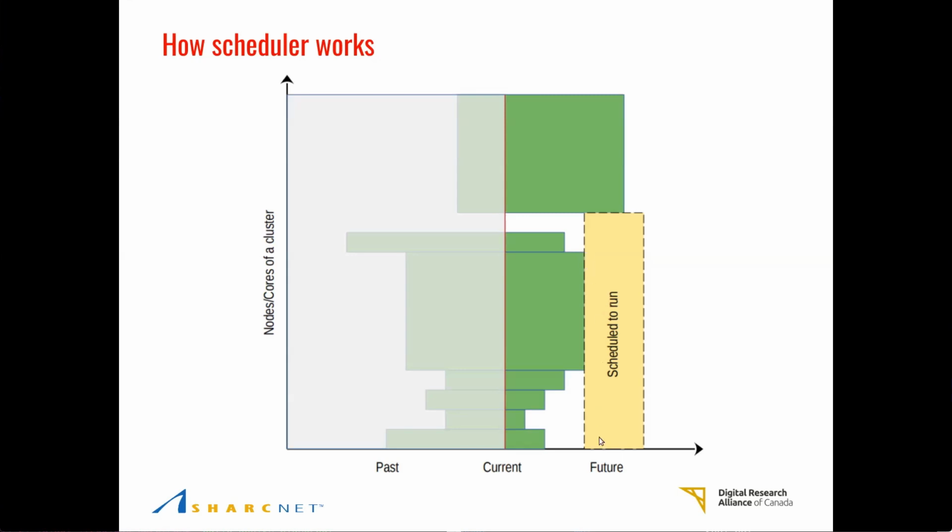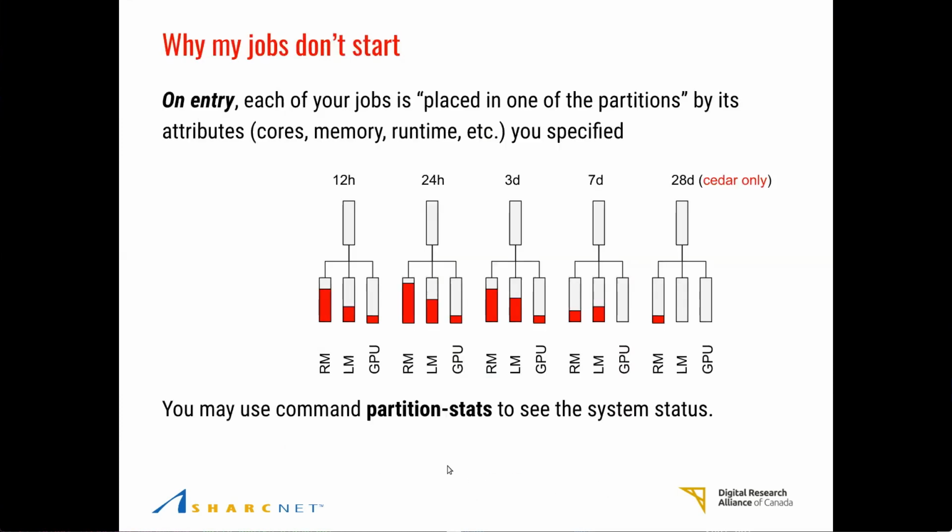And keep in mind that the situation in the queue might change anytime according to the priority of the jobs. So the scheduler will constantly shift the jobs in the queue and move the jobs back and forth, getting some jobs to start and putting some jobs back into the queue. Okay, so this is how the scheduler works.